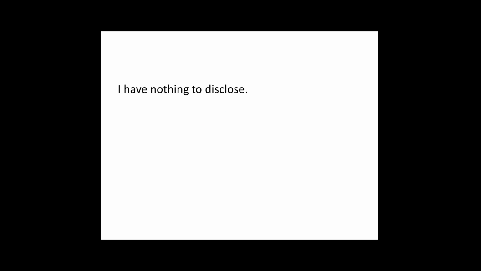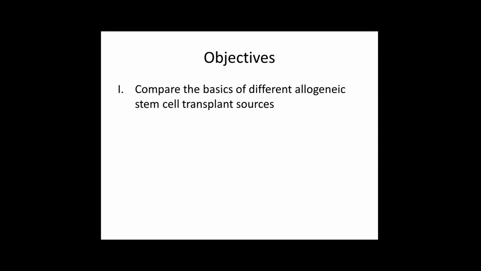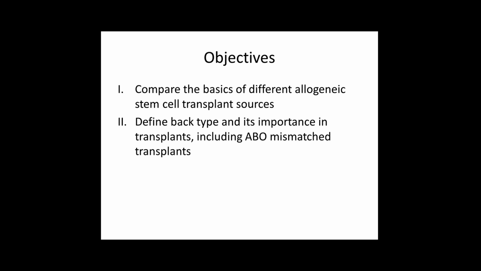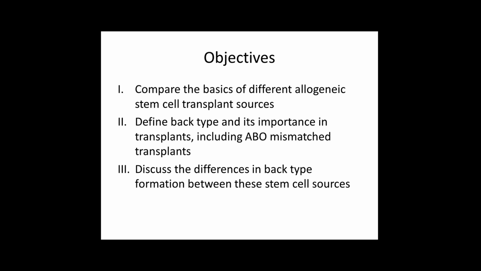Okay. I have nothing to disclose. So my objectives this morning are going to be comparing the basics of different allogeneic stem cell transplant sources, defining back type and its importance in transplants, including ABO mismatch transplants, and then discussing the differences in back type formation between these three stem cell sources.